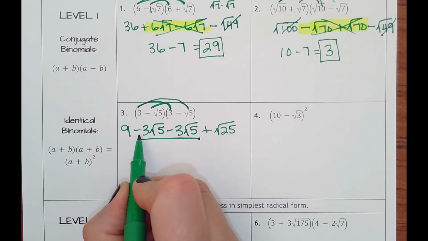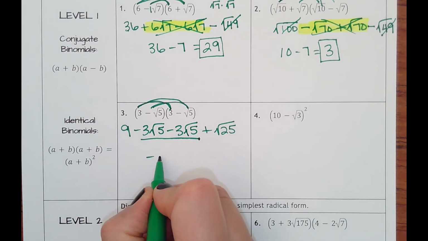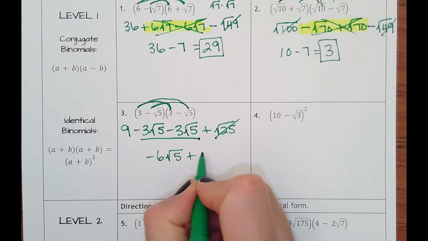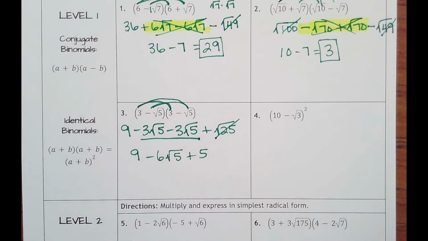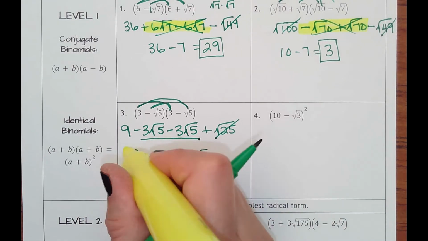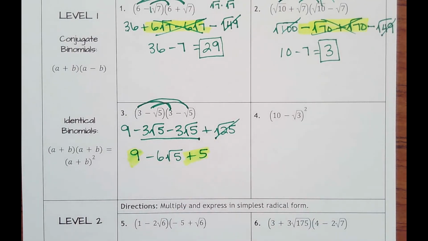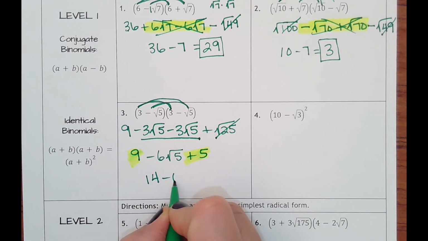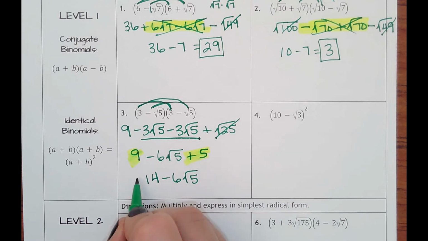They combine. Negative 3 minus 3 more would make negative 6 square roots of 5. This is really just 5, and that's 9. So I need to put my 9 plus 5 together. 9 plus 5 would be 14 minus 6 square roots of 5.